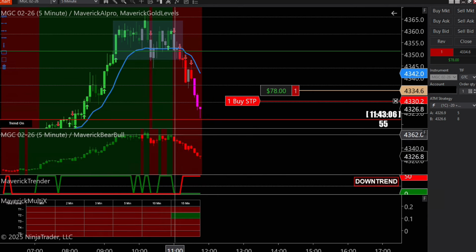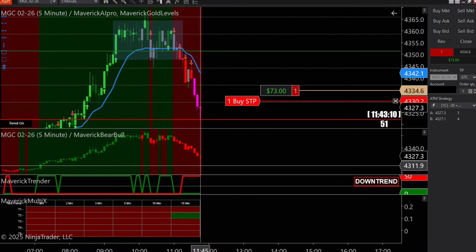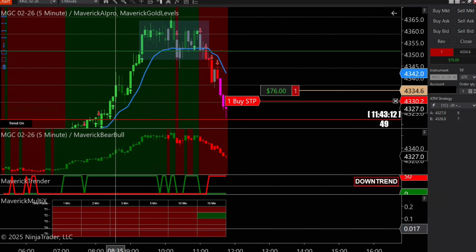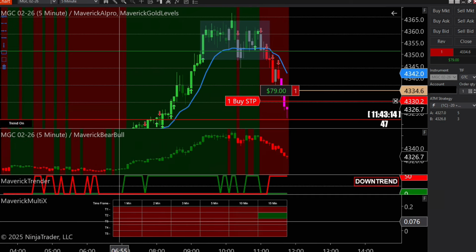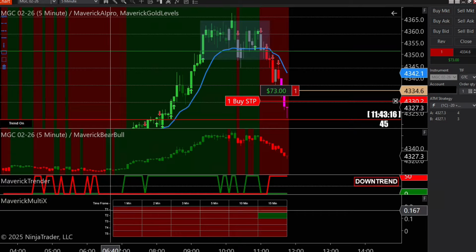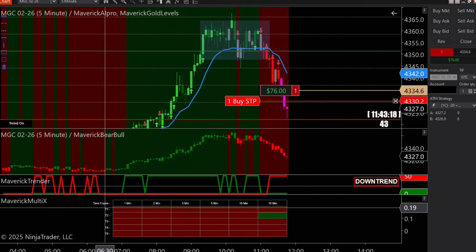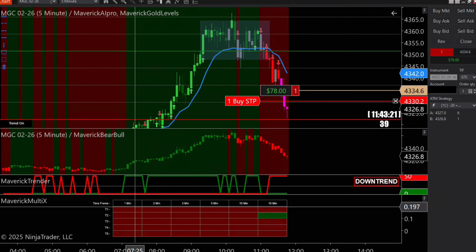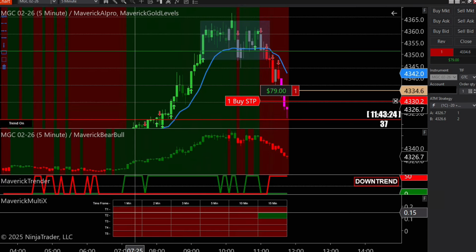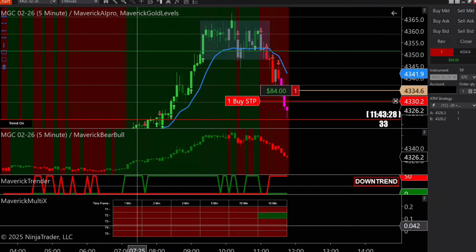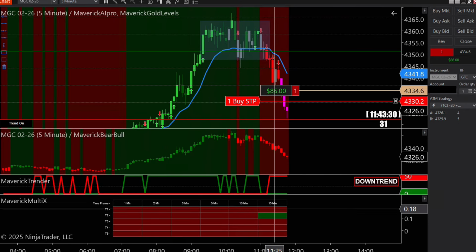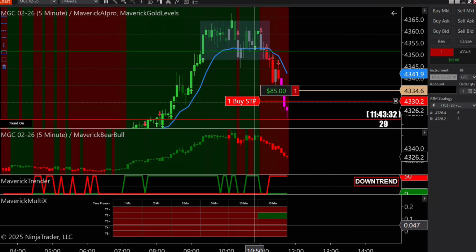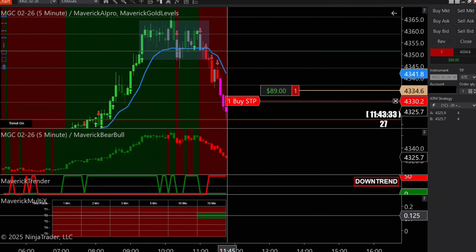That's insane. Your Maverick Bear Bull is saying this whole way down, it's saying the bears are in control. And then your Maverick Multi-X, let me move this over. Your Maverick Multi-X, 5 traders, all with completely different fundamentals, completely different style, completely different preferences, are voting across 6 time frames. And they're pretty much 29 out of 30 votes are voting bearish on the 1 minute, the 2 minute, the 3, the 5, the 10, and almost all the 15. Unbelievable. This is how we stack probability.